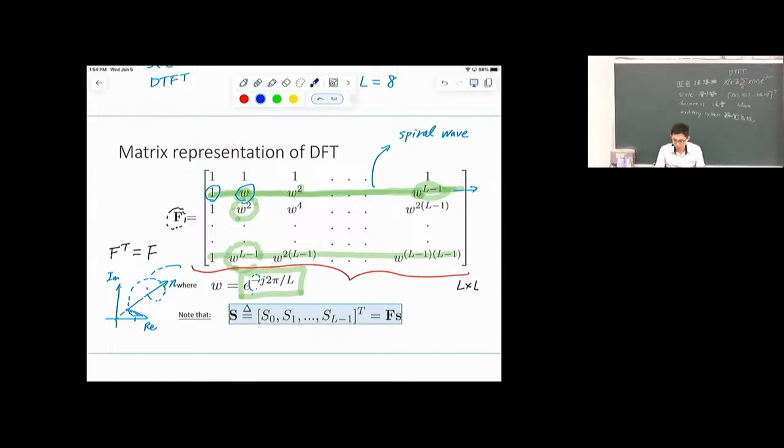And what is that frequency? If this is the mth row, so first row, second row, third row, for the mth row, can anybody tell me? For the mth row, the frequency should be m minus 1 times the fundamental frequency. That's the frequency of the spiral wave. And this is important.